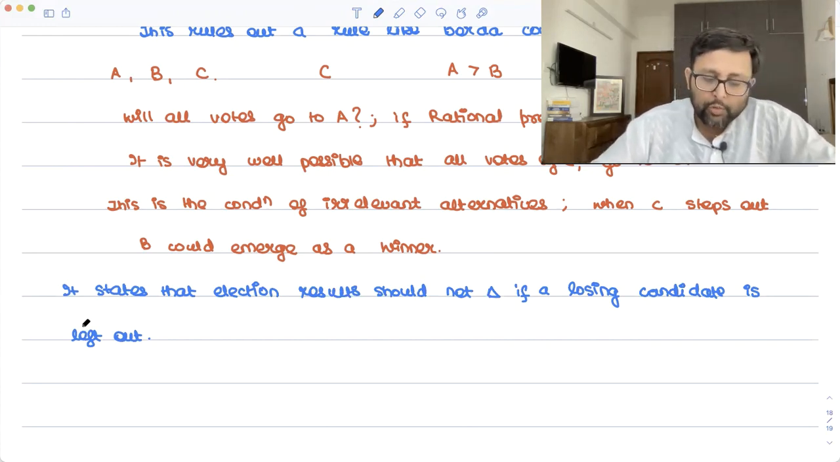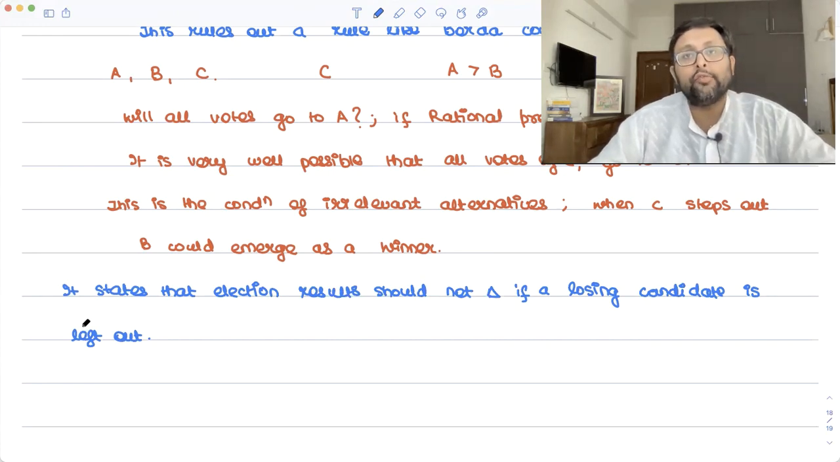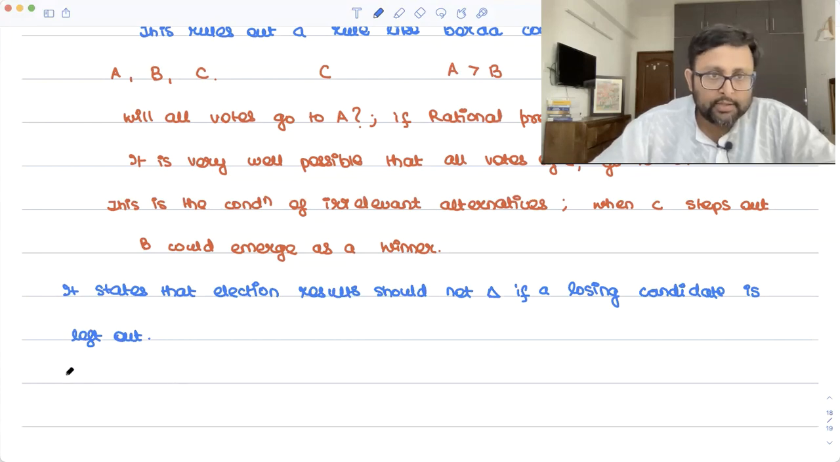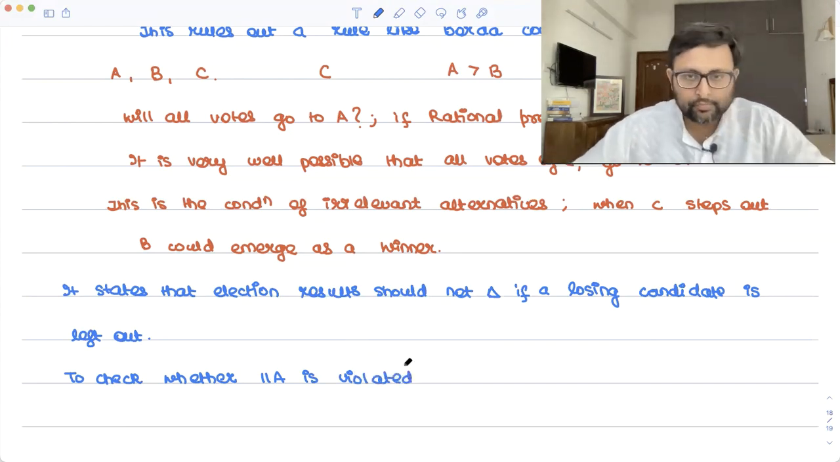So if the winner of the new election is different from the old and original election, it means that independence of irrelevant alternatives is violated, right? So please write this to check whether IIA is violated.